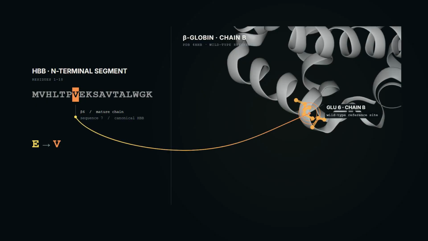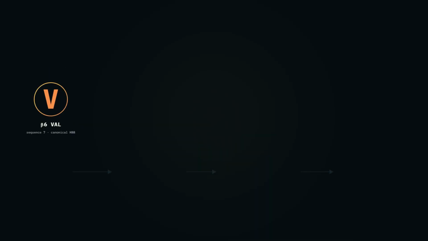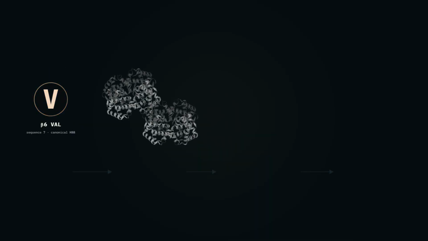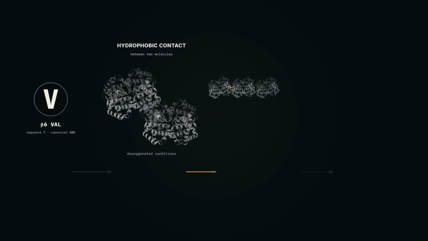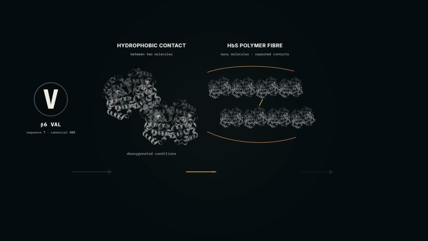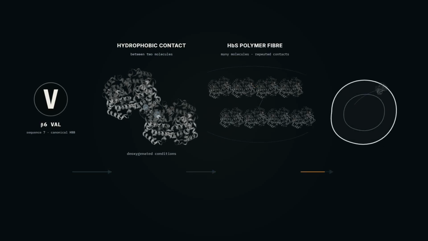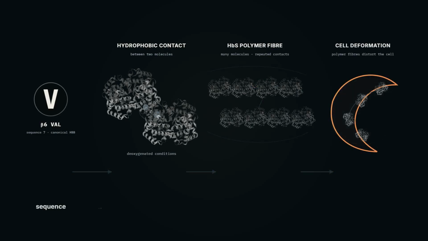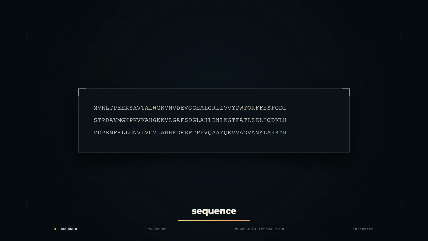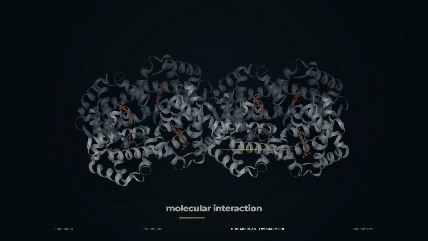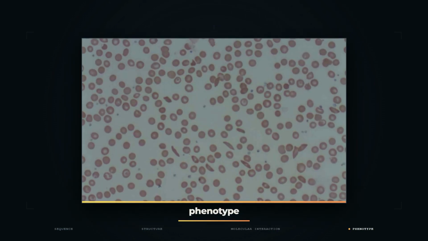It is one change in a chain of more than 100 amino acids, but under deoxygenated conditions, that change alters how hemoglobin molecules interact. The mutant hemoglobin molecules can assemble into long fibers, and those molecular changes can affect the shape and behavior of red blood cells. This is part of the molecular basis of sickle-cell disease. So now we have moved across several levels of biology: sequence, structure, molecular interaction, and phenotype.